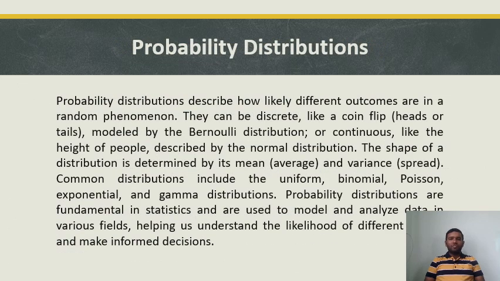Probability distributions describe how likely different outcomes are in a random phenomenon. They can be discrete, like a coin flip, heads or tails modeled by the Bernoulli distribution, or continuous, like the height of people described by the normal distribution. The shape of a distribution is determined by its mean, which is average, and variance, which is spread. Common distributions include the uniform, binomial, Poisson, exponential, and gamma distributions.